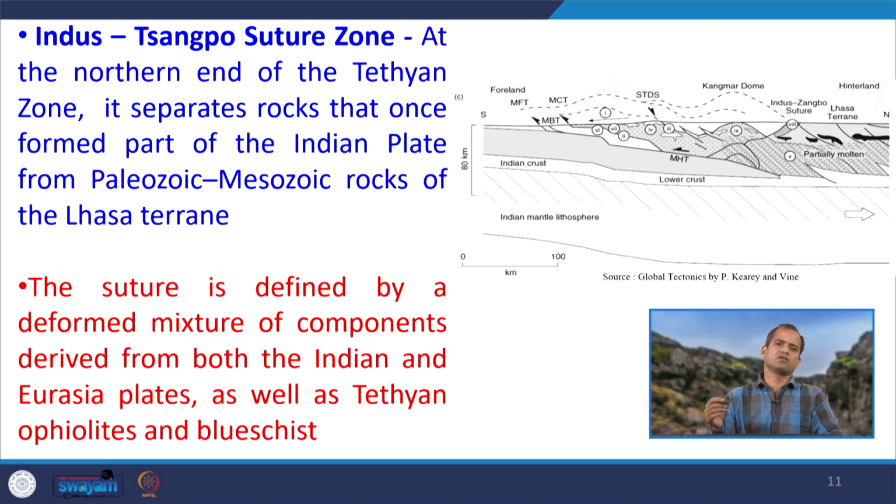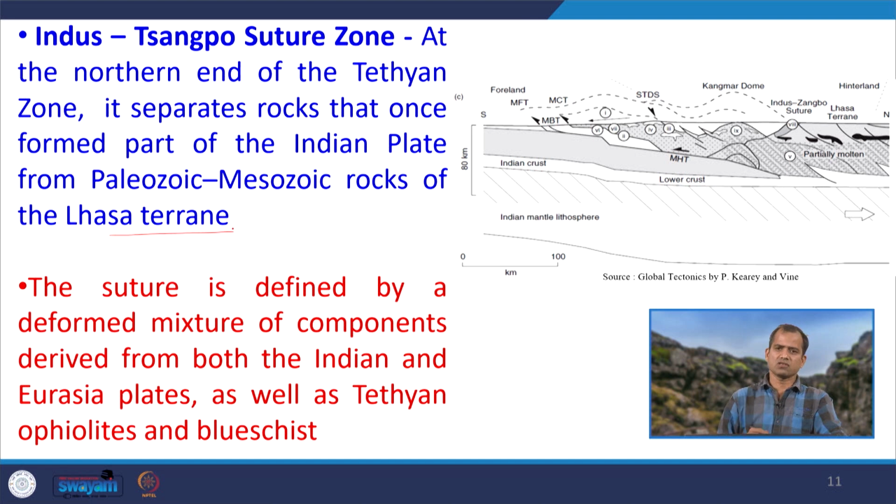Then further north we are reaching the Indus-Tsangpo Suture zone, which is the welding point between the India and Eurasian plates. So, at this Indus-Tsangpo Suture zone, at the northern end of this Tethyan zone, it separates the rock that once formed a part of this Indian plate from the Paleozoic to Mesozoic rocks of the Lhasa terrain.